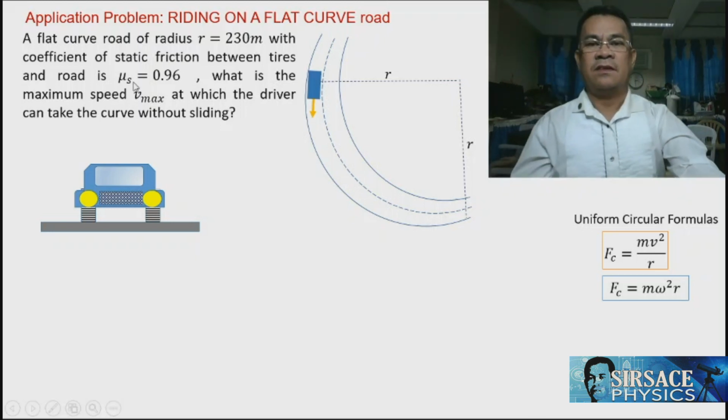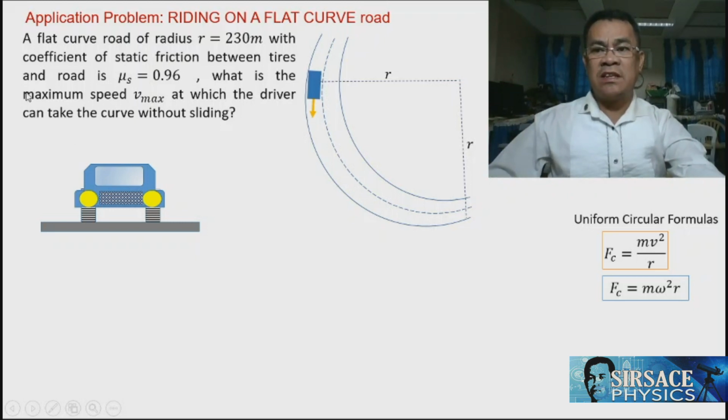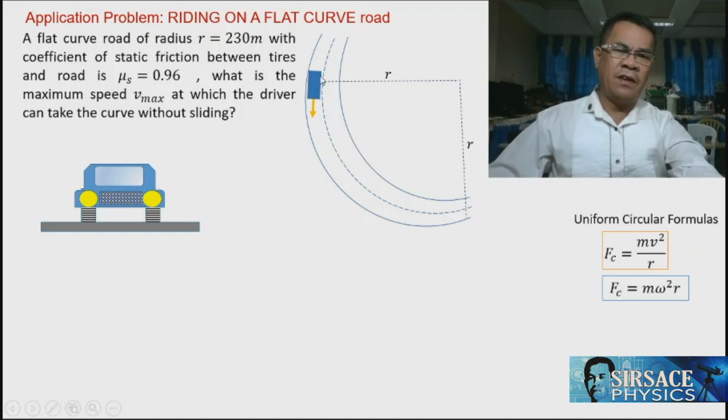So, what's the question? The question is, what is the maximum speed, call it v max, at which the driver can take the turn without sliding? If the velocity is too high to make a turn, all you need to do is reduce it. The question is, how much velocity is required to make a turn with the condition of this friction, 0.96, and also the condition of the radius. Take note, if you have a radius of 230, the maximum speed will differ if this is 200 or less than 200.